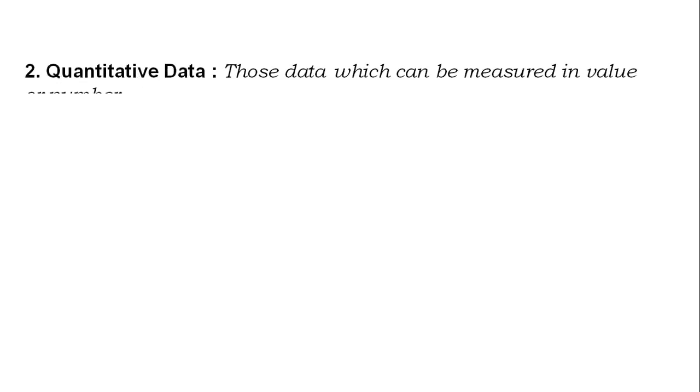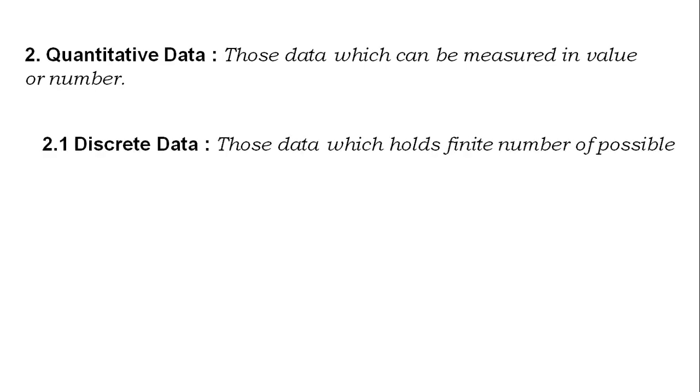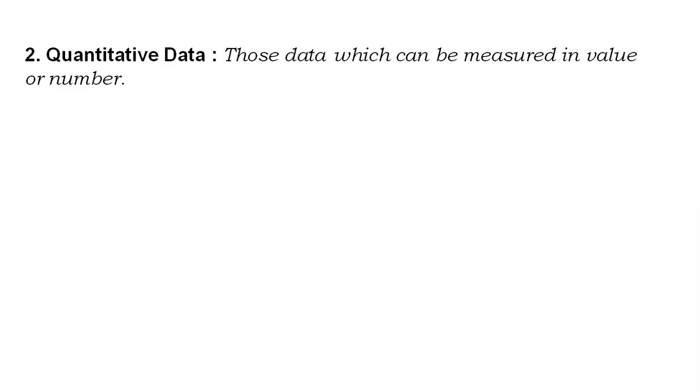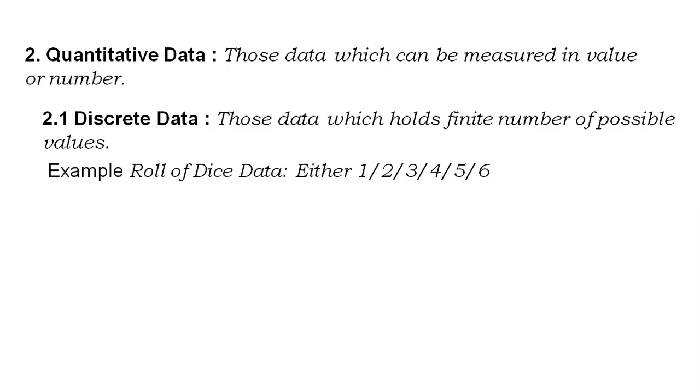Another type of data is quantitative data. Quantitative data are those data which can be measured in value or number. Quantitative data can be further classified as discrete data. Those data which hold a finite number of possible values are called discrete data. Example, on a roll of a dice, the output can be 1, 2, 3, 4, 5 or 6. But this is a finite number of possible values.